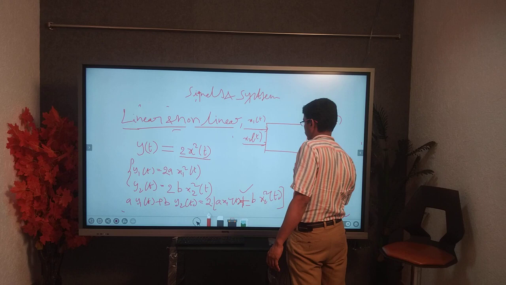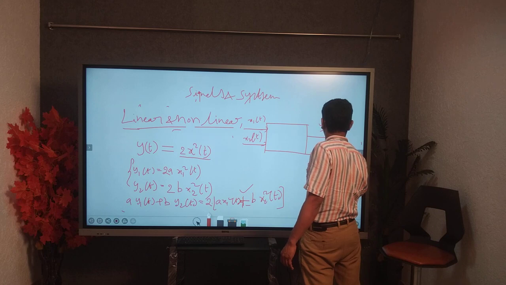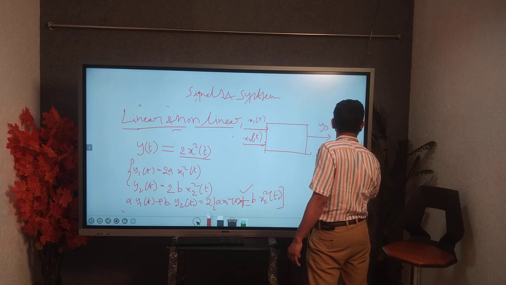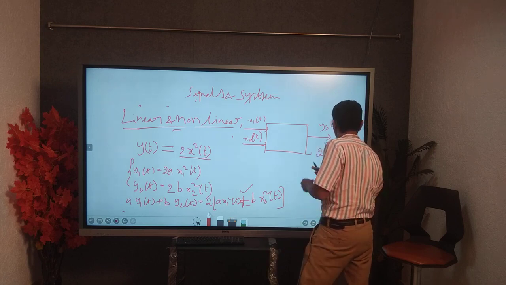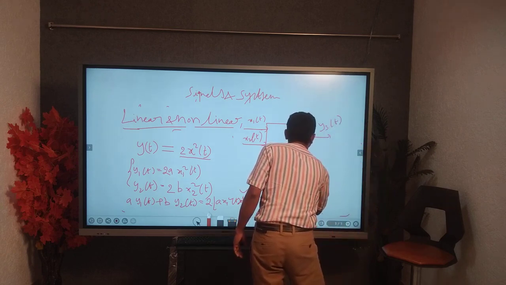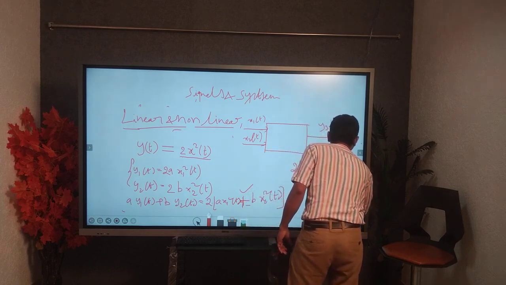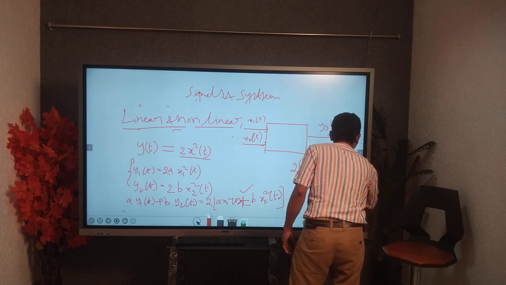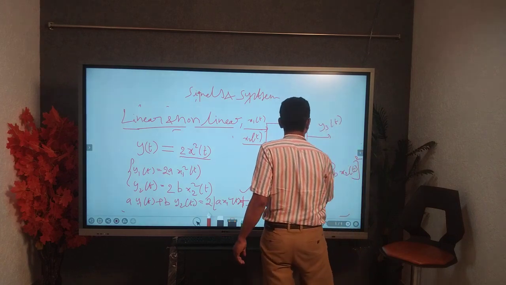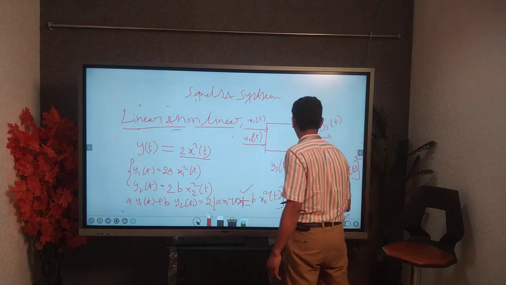That means 2 into a x1 of t plus b into x2 of t, whole square. So this is y3 of t.